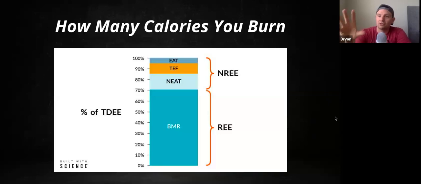So before we jump into any calculations or anything like that, we need to understand where the calorie requirements come from. So, how many calories you burn in a day come from four different sources. There's your basal metabolic rate, your non exercise activity thermogenesis, thermic effect of food, and your exercise activity thermogenesis.